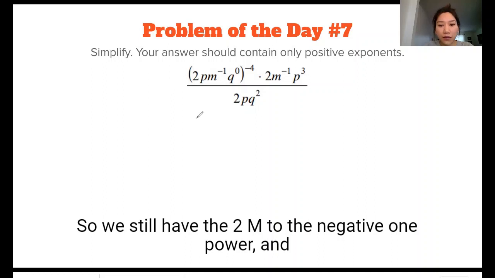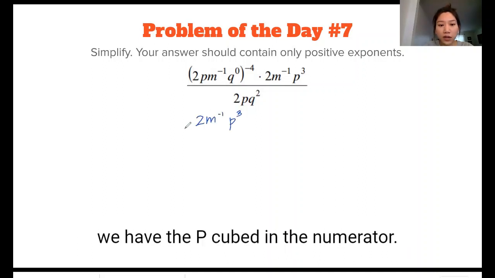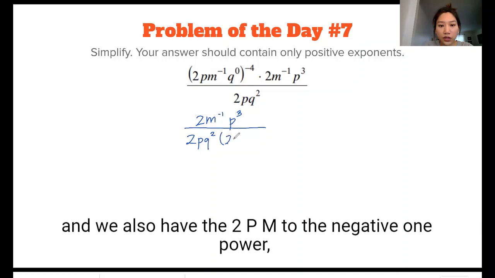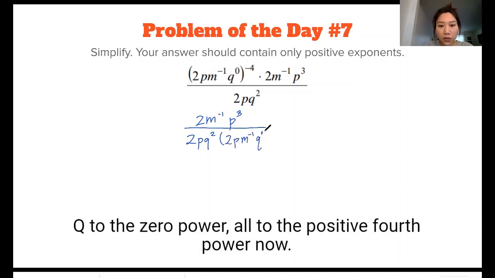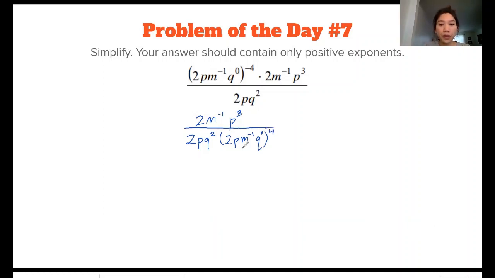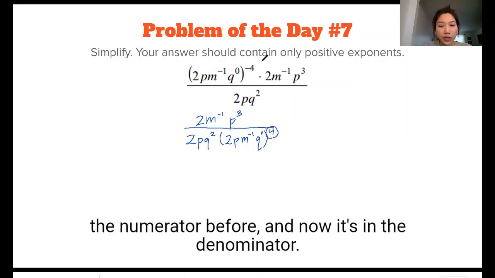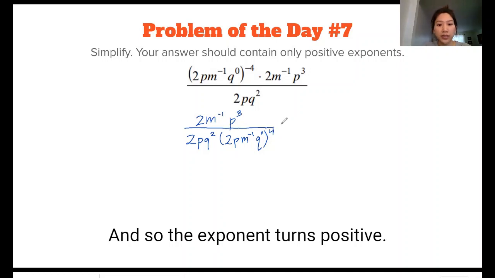So we still have the 2m to the -1 power, and we have the p cubed in the numerator. But now in the denominator, we still have the 2pq squared, and we also have the 2pm to the -1 power, q to the 0 power, all to the positive 4th power now. Okay, and remember, again, it turned positive because it was in the numerator before, and now it's in the denominator, and so the exponent turns positive.